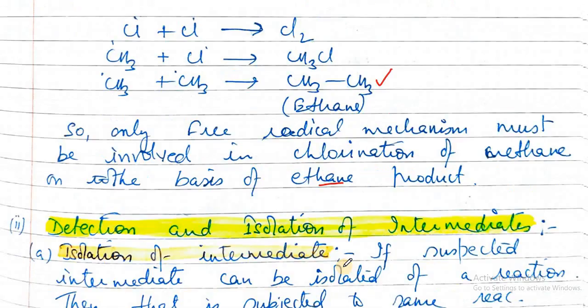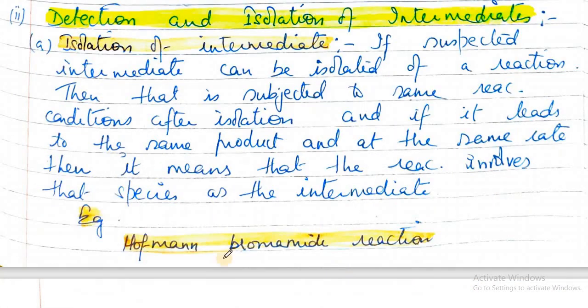So second is determination, detection and isolation of intermediates. In this, the intermediates are isolated. If they are not isolated, then we try to detect them.